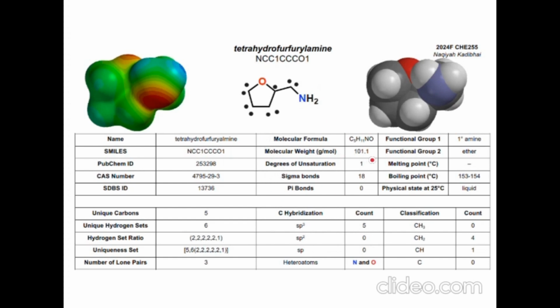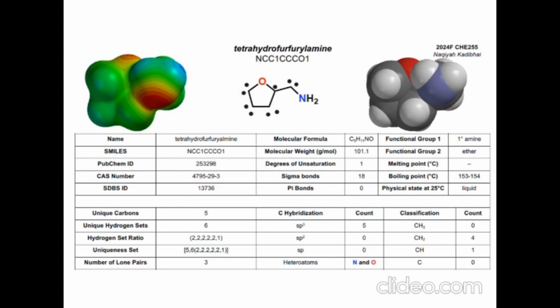Next, we have the molecular weight, which is 101.1, and that is the sum of all the atomic masses of each atom present in this molecule. This molecule also has 1 degree of unsaturation, which is the total number of rings and/or pi bonds present in a molecule. This molecule only has a ring in it, so it has a degree of unsaturation of 1.